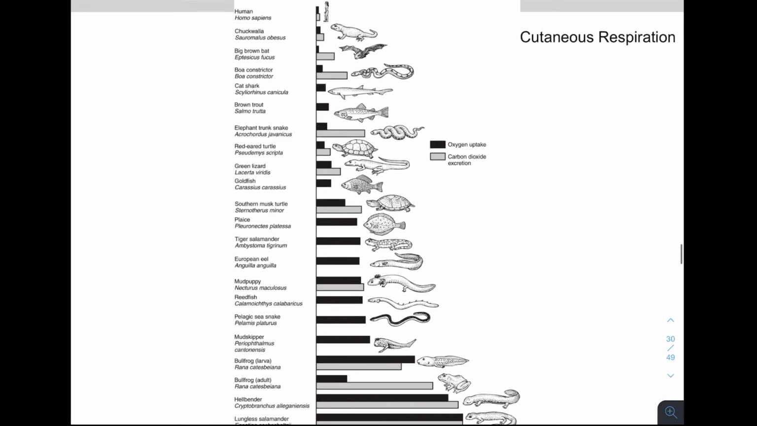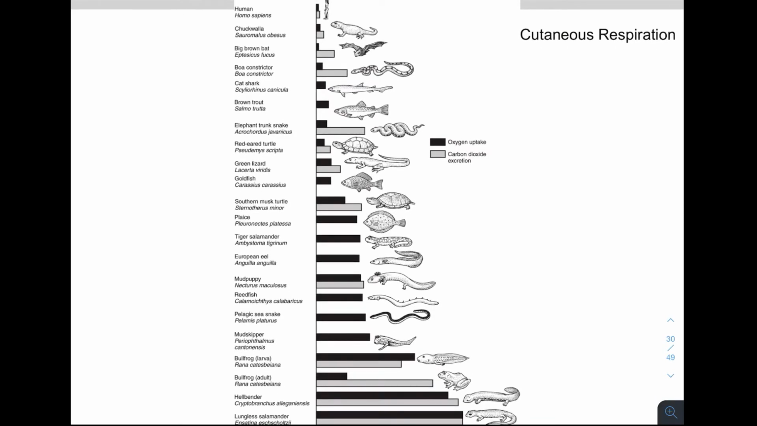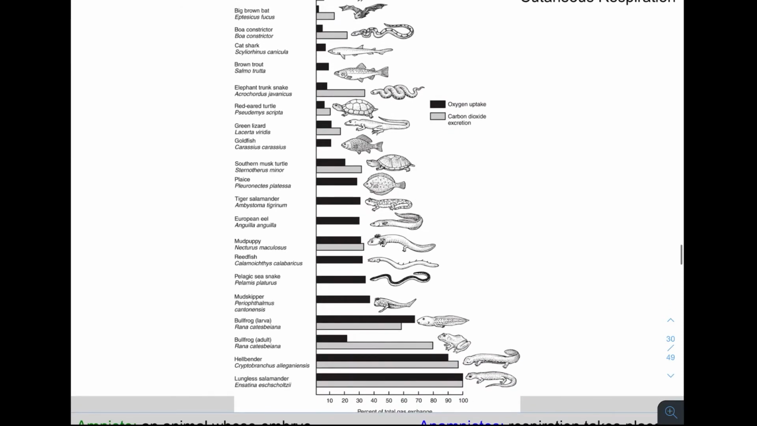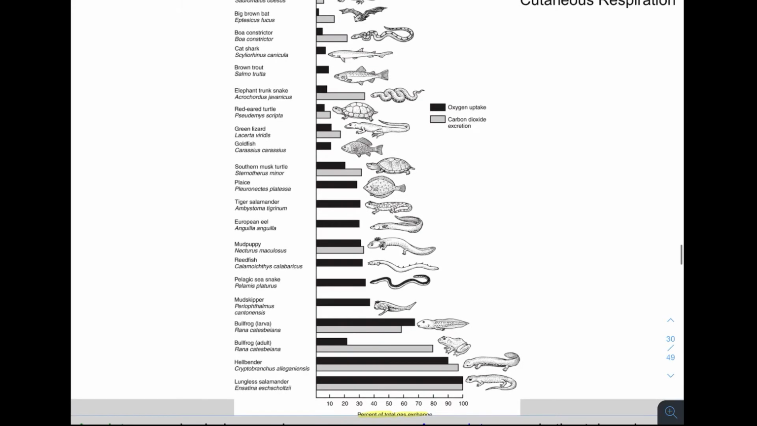Here is an image that shows us how far cutaneous respiration can go. And what we see at the bottom is a scale of the percent of total gas exchange. And we can see that the black bar is for oxygen uptake and the gray bar is for carbon dioxide excretion. And it'll be noticed that these will vary.